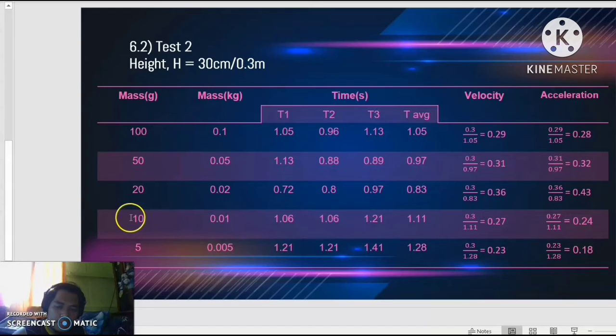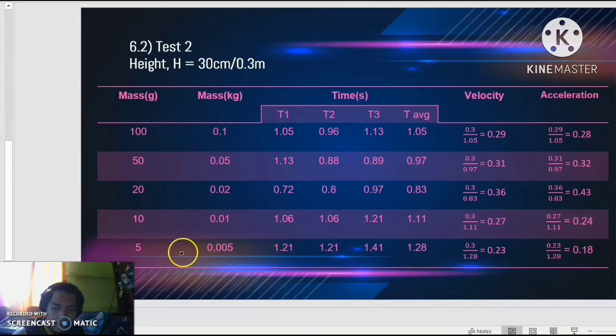For the fourth one, we use 10 gram or 0.01 kilogram. The first time taken is 1.06. The second one is the same, 1.06, and the last one is 1.21 seconds. And the average time taken by 10 gram is 1.11 seconds.